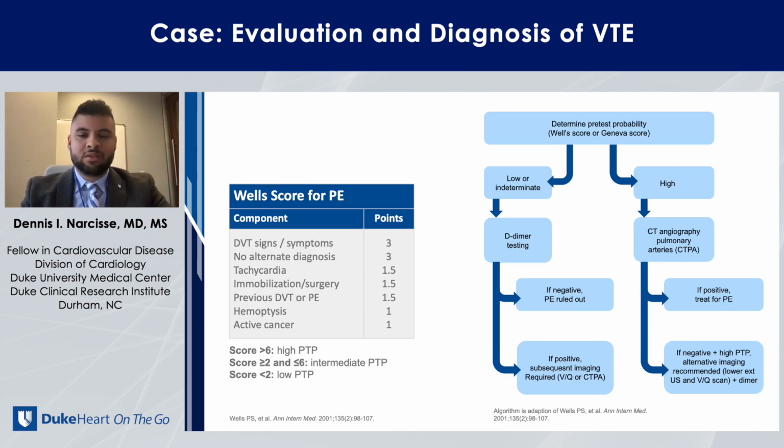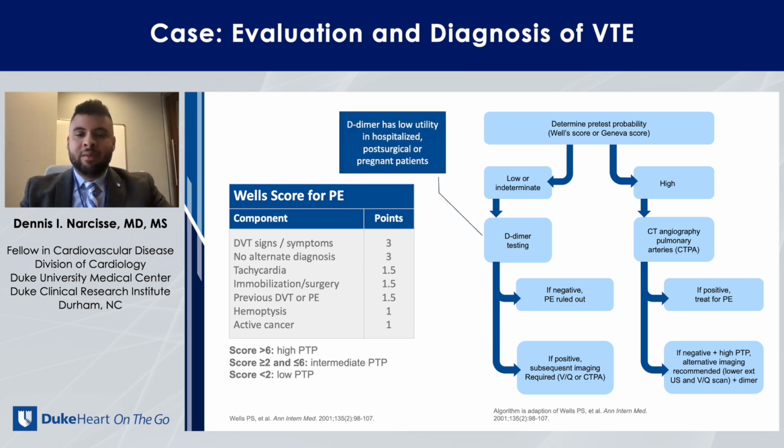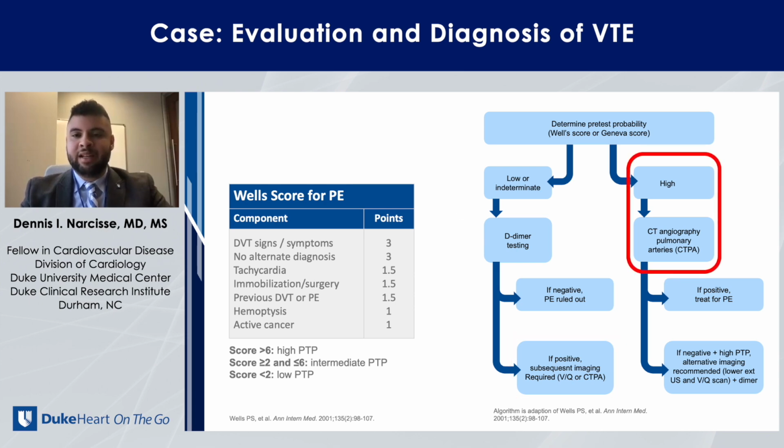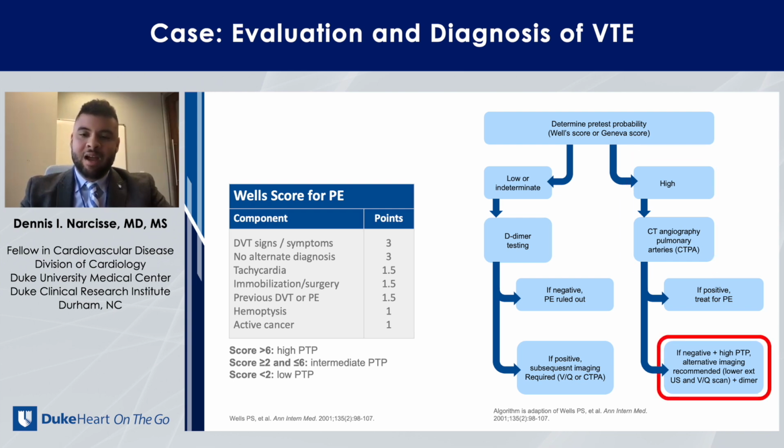So here, utilizing the Wells score, you bucket your patients into low, indeterminate, versus high when you're evaluating for PE. When you have low or indeterminate, that is when you use D-dimer for the initial testing. An important consideration for D-dimer is that in hospitalized patients, post-surgical or pregnant patients, it often has low utility, even in low pretest probability patients. But if it's negative in others, it rules out PE, and if it's positive, then you should go on to subsequent imaging. In high pretest probability patients, you should use upfront CT angiography of pulmonary arteries for highest accuracy. And if that's negative and you have a high pretest probability, you should consider alternative imaging.